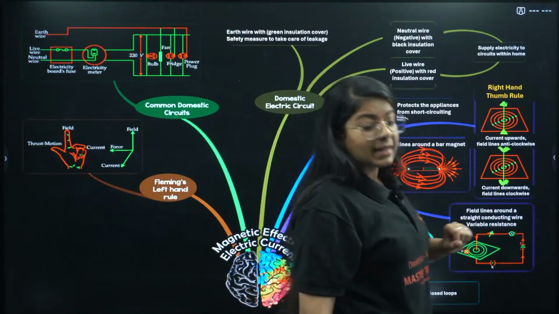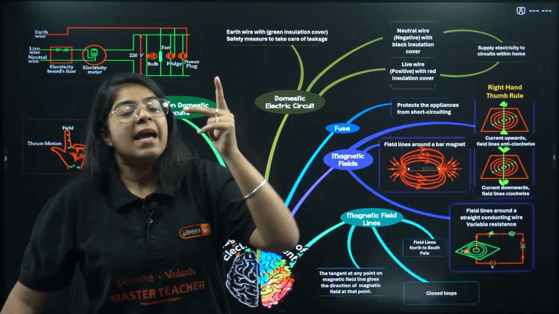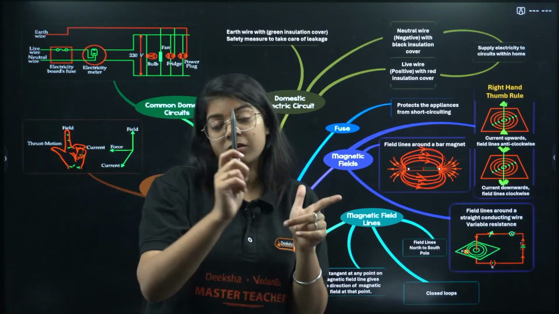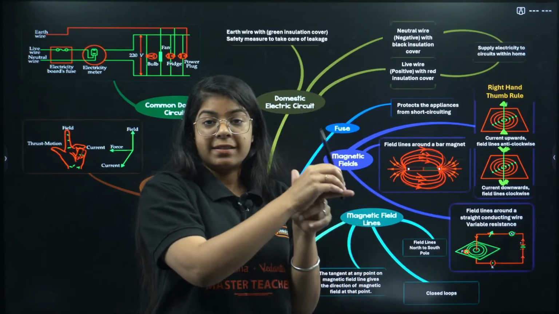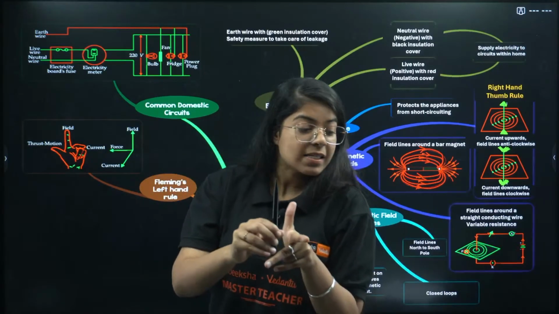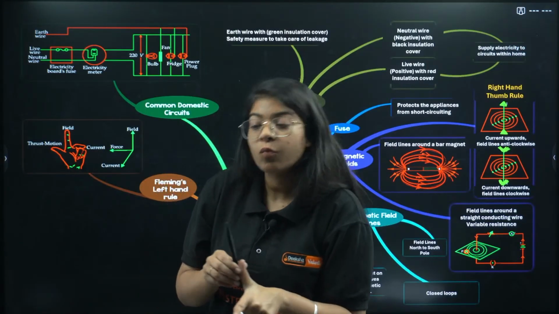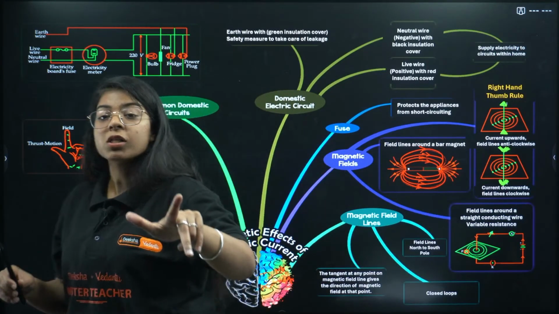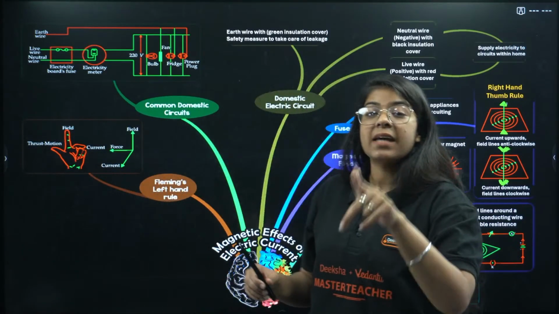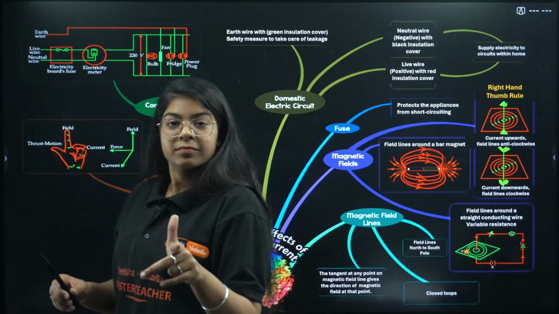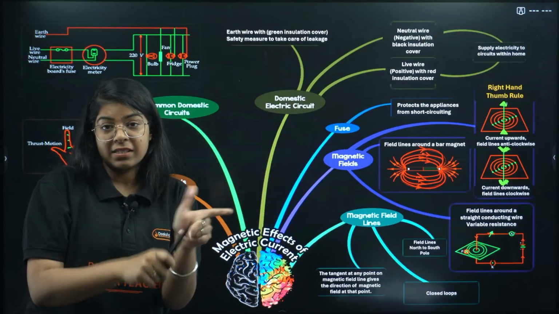Coming to Fleming's left hand rule. If I take my left hand, what will happen? If the direction of magnetic field is given by my index finger, and the direction of current is given by the middle finger, then the thumb will give the direction of what? It will give the direction of force that is acting on a conductor placed inside a magnetic field. Correct? How can you remember that this is force, this is magnetic field, this is current?